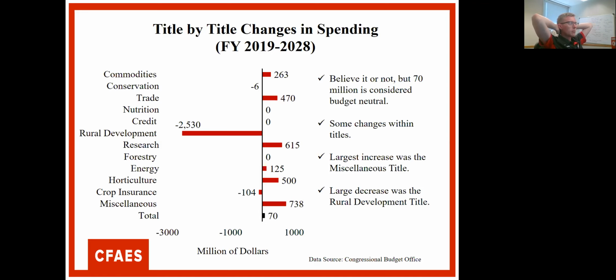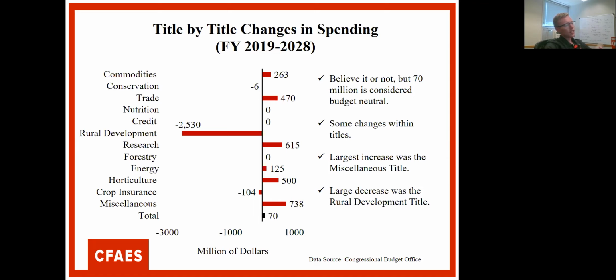The other, as I've talked about previously, the trade title saw a big bump, $470 million. It was the miscellaneous title that saw the biggest increase at $738 million. Again, that's largely due to the animal disease and prevention inclusions. The rural development title saw a huge cut of $2.5 billion. That was largely due to the removal of a tax credit that rural electric co-ops got. So that tax credit went away. It provided lesser money, and so we see that big cut to the rural development title that largely paid for the increases in the other titles.